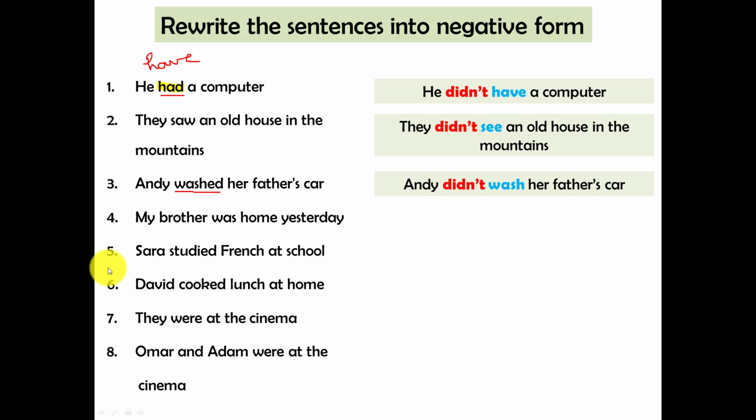Number 4. My brother was home yesterday. What is the verb here? Yes, we have the verb to be. Do you still remember the rule for the verb to be? We said that the verb to be plays the role of the main verb and the auxiliary, so we don't need to put a didn't here. We just write wasn't. So my brother wasn't home yesterday, or was not home yesterday if we want to write it the full form. Number 5.